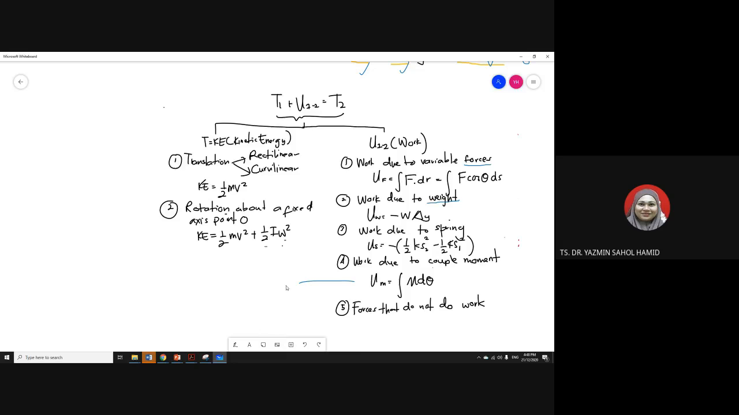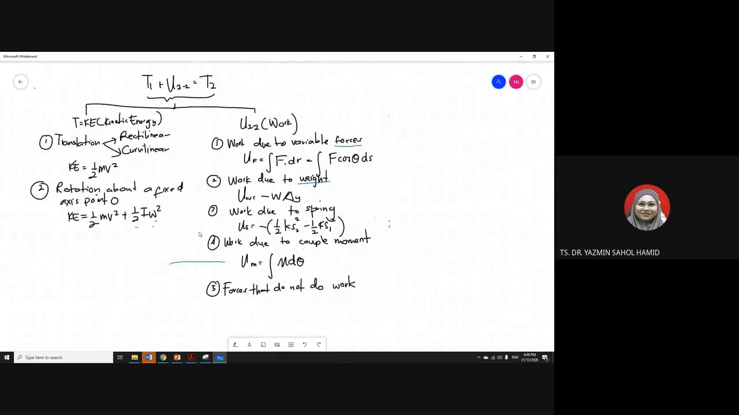Now, on this side. Work. Work can be due to many types. So when we read the question, we have to decide what type of work is involved in each question. Okay, all right. So, work due to variable force.